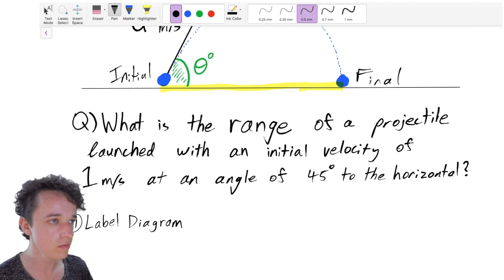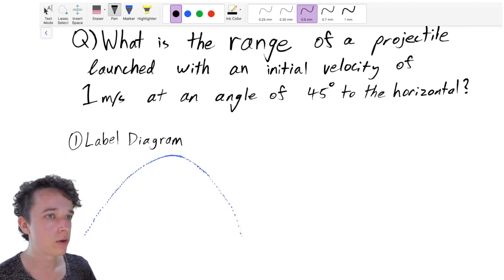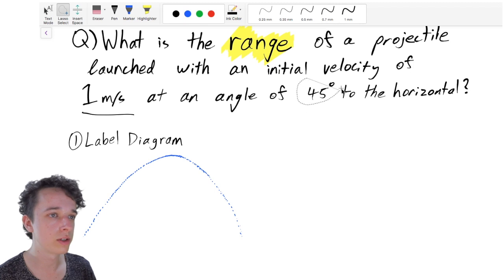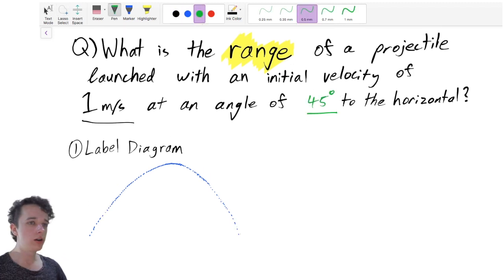So here's an example question. What is the range of a projectile launched with an initial velocity of 1 meter per second at an angle of 45 degrees to the horizontal? And usually I've been writing those in green, so I shall continue to do so. All right, so find the range.